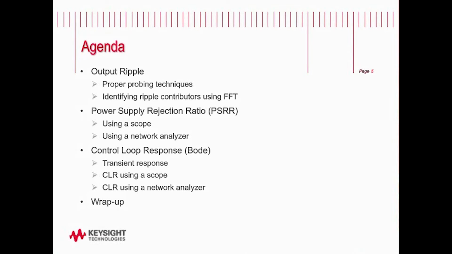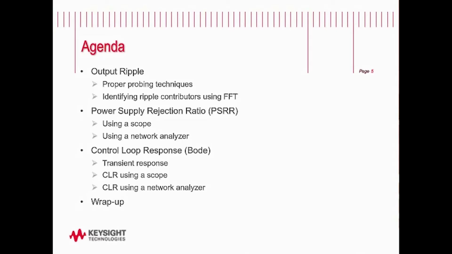We're going to start with output ripple, and the reason, as I mentioned earlier, is so we can look at the output in the time domain to understand some of the issues. And one of the most important issues is how you probe the output. We're going to be looking at very low-level signals, and the way you probe it is probably the most important thing.